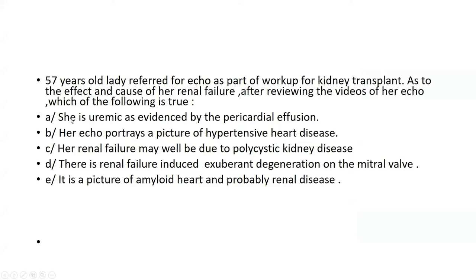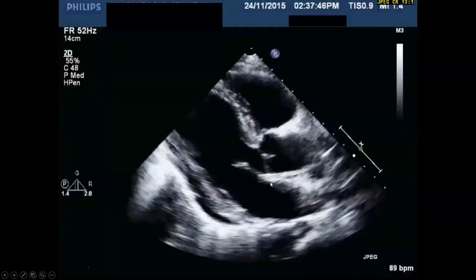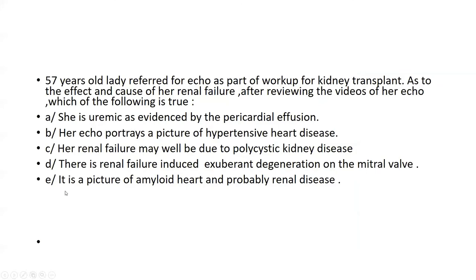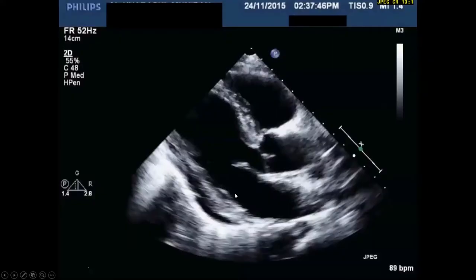Let's go back here. She is uremic as evidenced by pericardial effusion, not necessarily. Yes, pericardial effusion is part of the manifestation of uremia, but not necessarily. You can have a patient with renal failure on dialysis, and they can have pericardial effusion for so many reasons. The echo portrays a picture of hypertensive heart disease, not necessarily as well. And her renal failure may well be due to polycystic kidney disease. Yes, because we are seeing polycystic liver. So her renal failure might be due to polycystic kidney disease. The renal failure induced degeneration of the mitral valve. As far as we see, the mitral valve is not so severely degenerative. And the last one, it's a picture of amyloid. No, it's not necessarily a picture of amyloid.